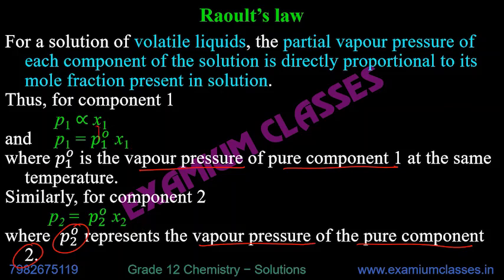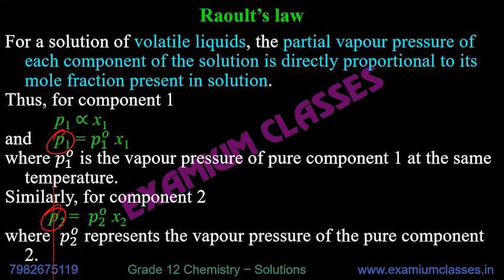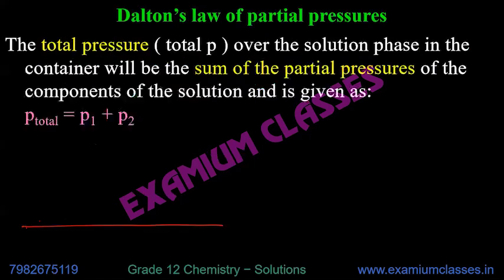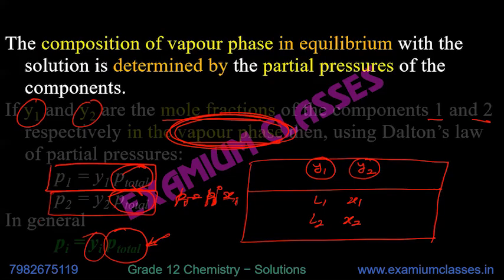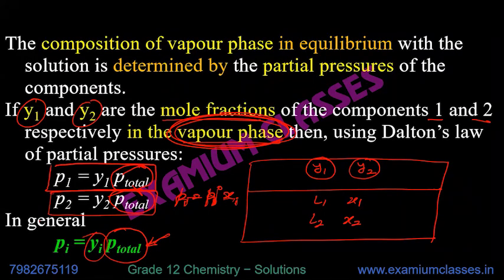This is the pressure when only liquid 1 is there in the container. This is the pressure when only liquid 2 is in the container. P1 and P2 in both cases are the same. These are the partial pressures of vapor 1 and vapor 2 in both cases. But depending on whether we are considering the mole fraction in the liquid or the mole fraction in the vapor phase, the formula is different.